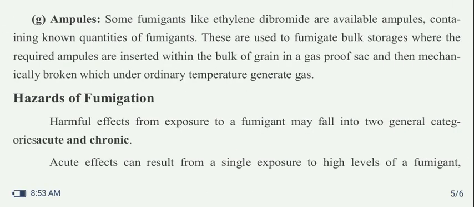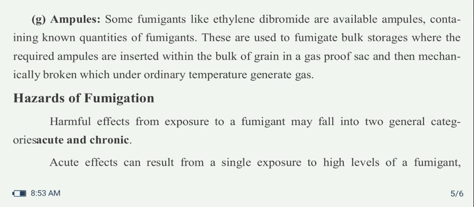Ampules. Some fumigants like ethylene bromide or dibromide are available in ampules containing measured quantities of fumigants. These are used to fumigate bulk storage, where the required ampules are inserted within the bulk of grain in a gas-proof sack and then mechanically broken, which under ordinary temperature generate gas.